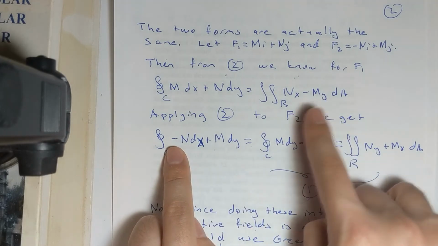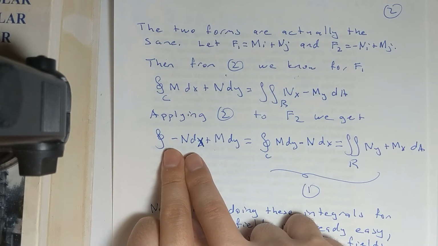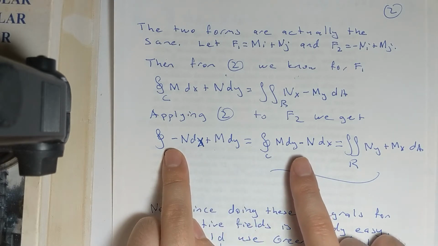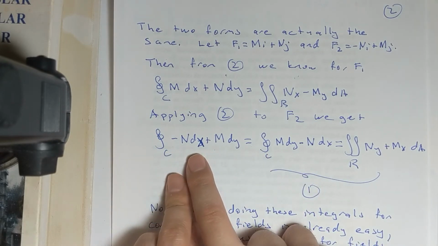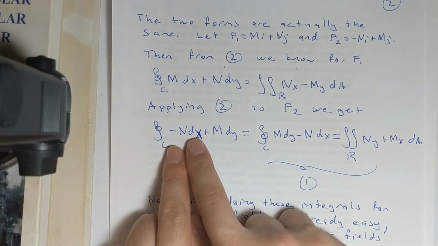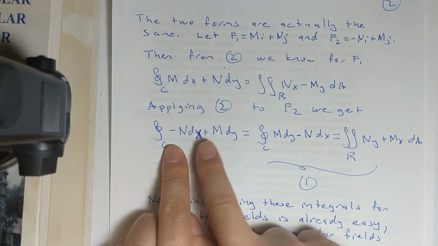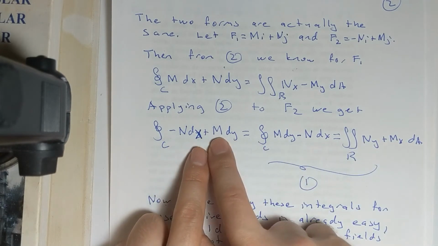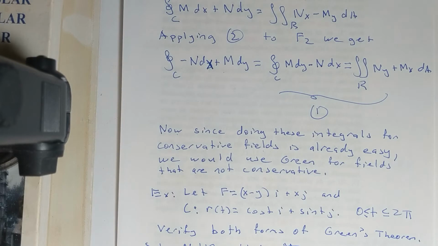Here's what happens. The one with the dx is going to go to M_y, and minus N is going to be minus, that's going to be plus, and this guy is going to be M_x. Sorry, my bad, I was just rearranging terms here. Sorry about that.